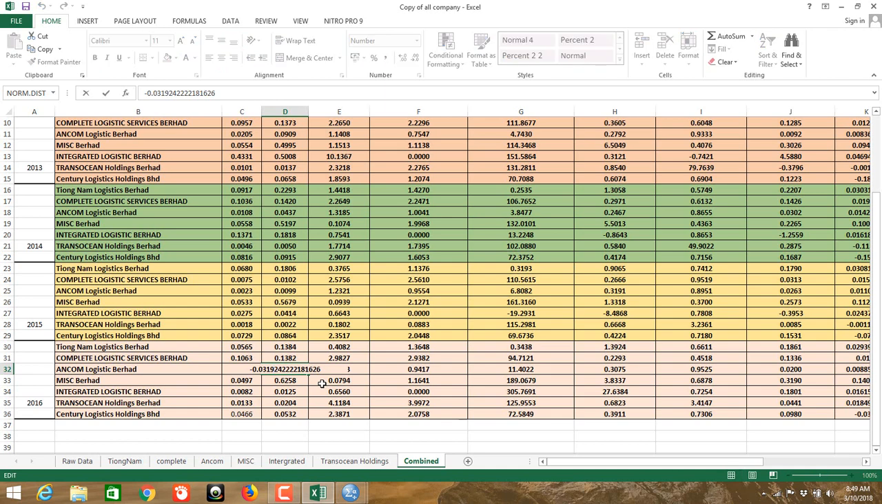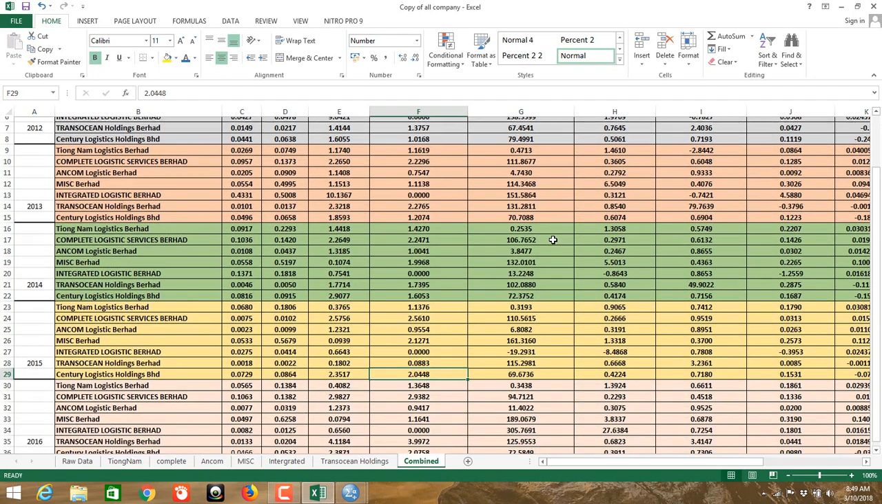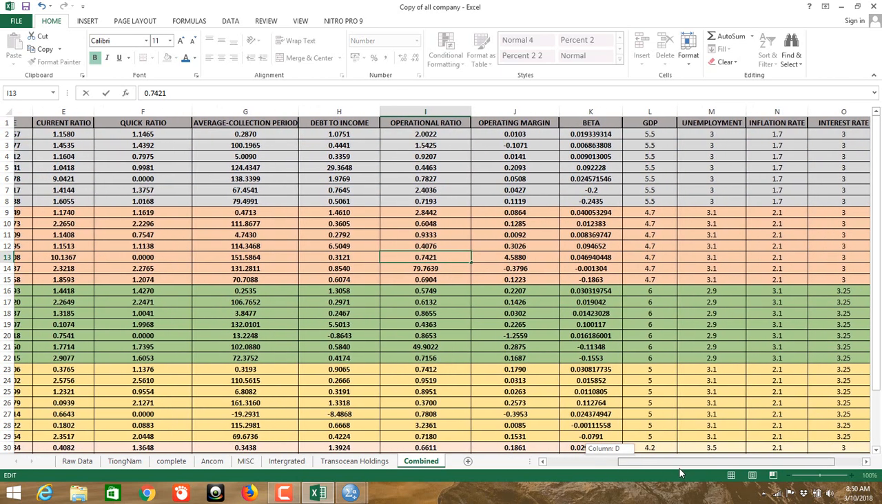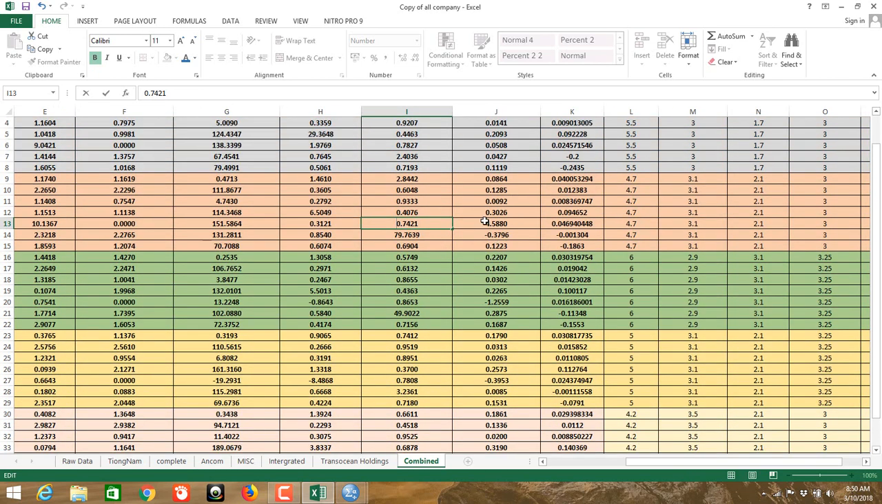Once you remove this data, make sure you save it in a separate file with a new name, so you don't have to recalculate again when you want to plot the graph. Okay, just save it in a different name. So now I'm removing some of these. Do you have any negative sign in your data? Then you have to remove that as well.